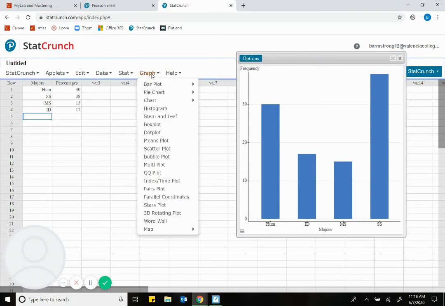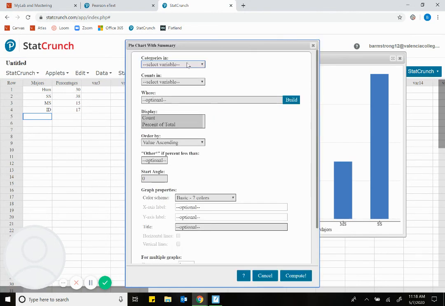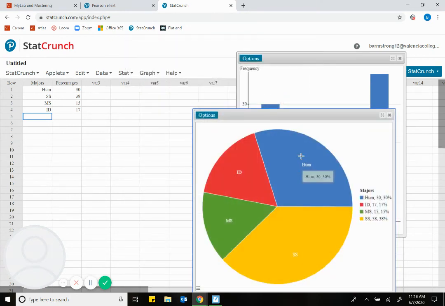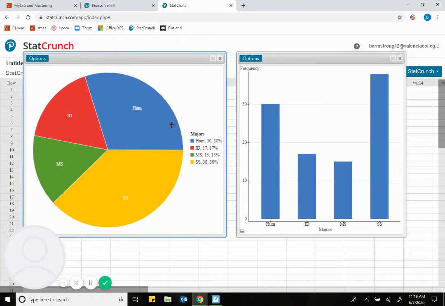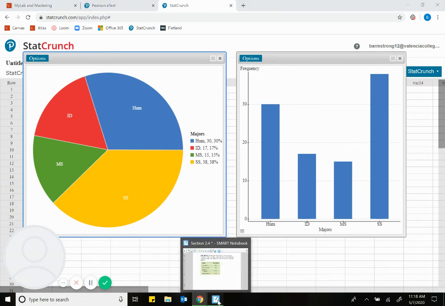And then we can go back if we want to do a pie chart. Again, you're going to select with summary. Okay. So we'll select majors as the category. And again, percentages. And we can compute. And there they are. Okay. There are our answers. So hopefully I didn't just mess you up too much there, but it was summary data that we're working with.